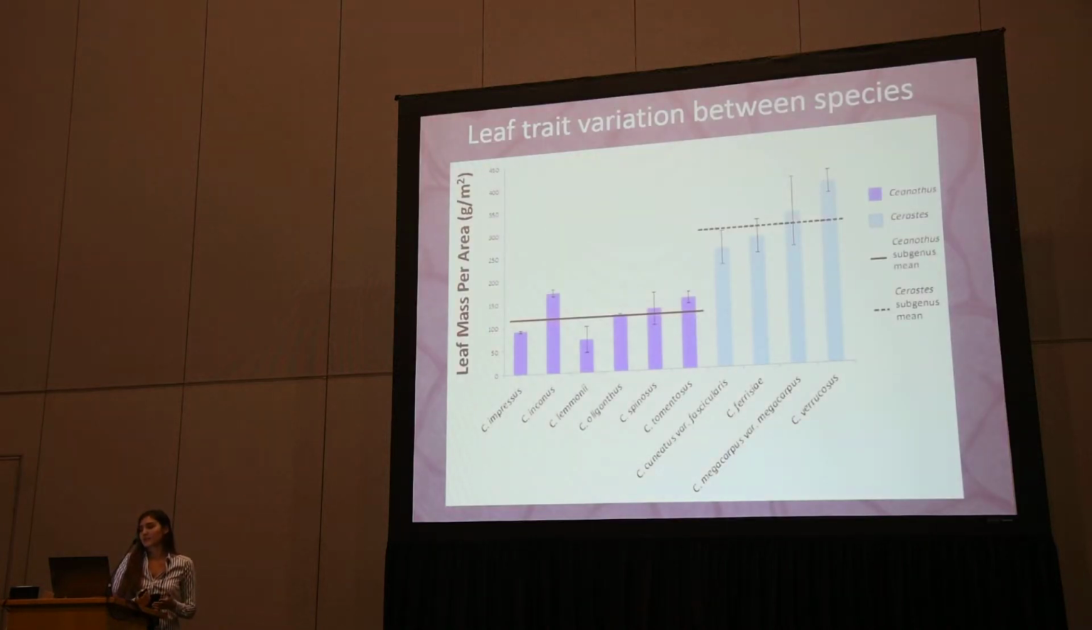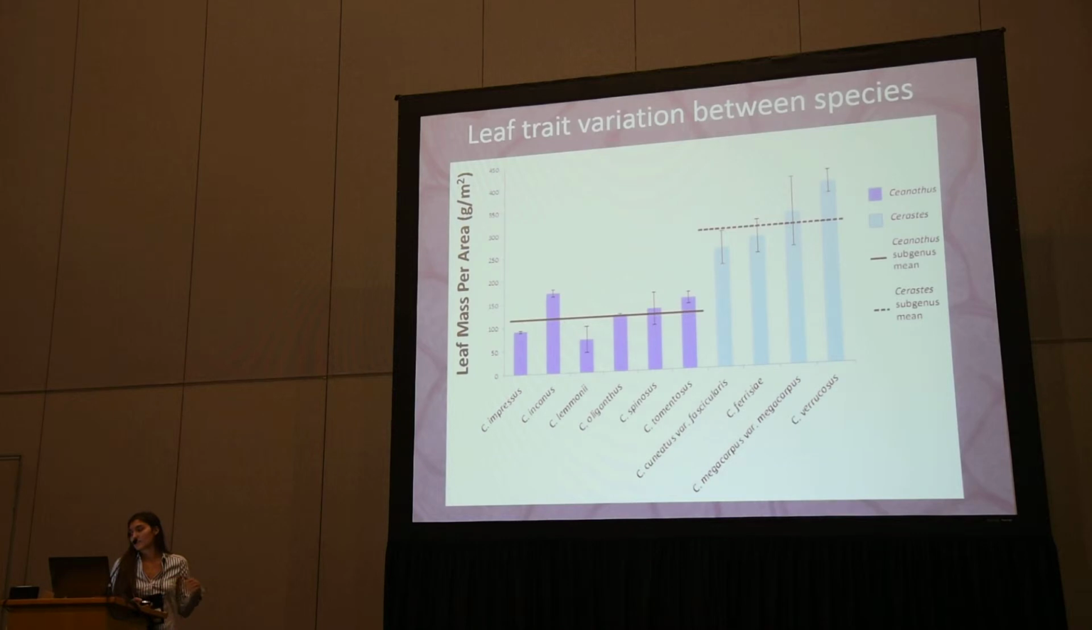So we looked for, like I said, I have a lot of data, and we looked for two different types of results. We looked for variation within a trait between species, and we looked for correlations between traits and climate. And what we found was there was a lot of variation in leaf mass per area, which is what you see here, and the error bars are standard error, and the Cerastes species, which are shown in blue, tend to have a higher leaf mass per area than the Ceanothus species.